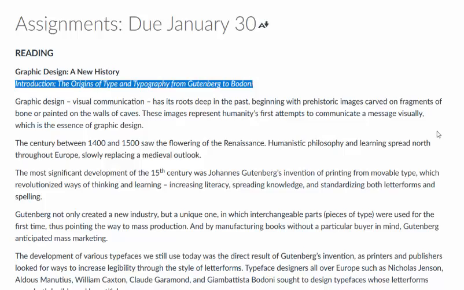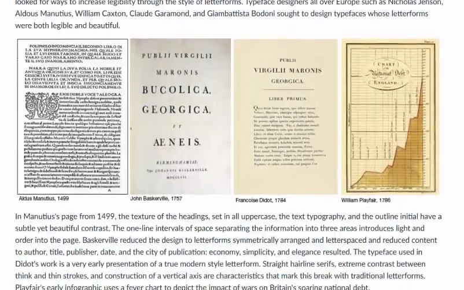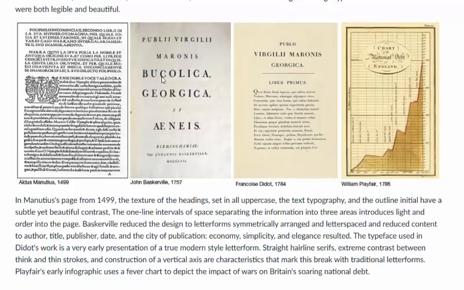The development of various typefaces we still use today was the direct result of Gutenberg's invention, as printers and publishers looked for ways to increase legibility through the style of letter forms. And here we can see some early typeface designs, particularly those by John Baskerville and François Didot, both designed in the 18th century, and we still use these typefaces today.